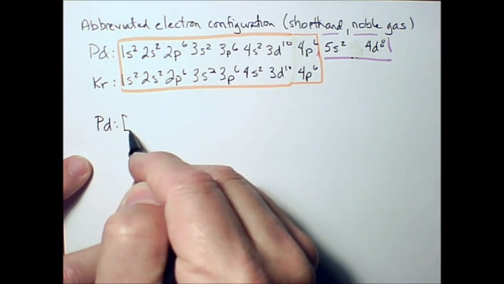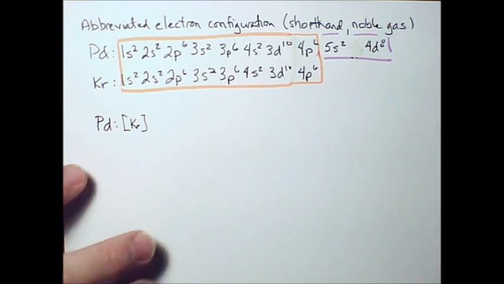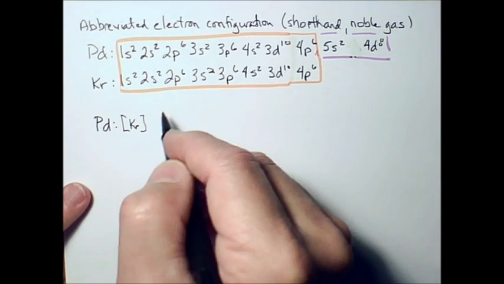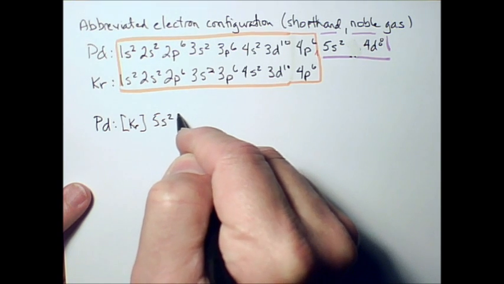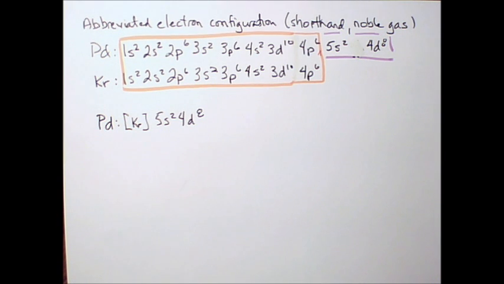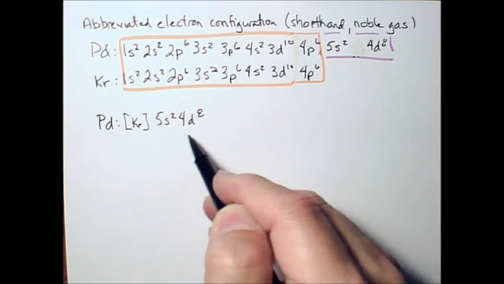So what we're saying is, up to this point right here, it's all covered by Krypton. Does that make sense? And so all we've got to do is write this much, then 5s2 and 4d8, and that's a reasonable electron configuration for Palladium. Just the 5s2 and 4d8 is all we need in this.